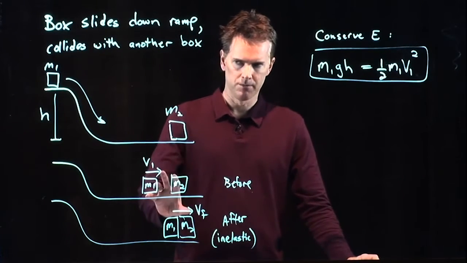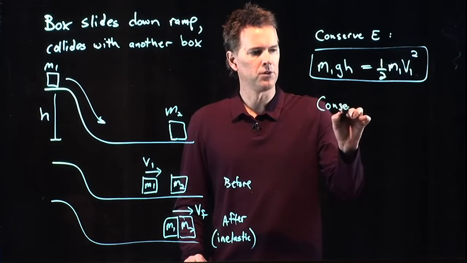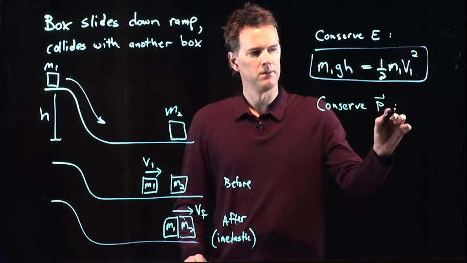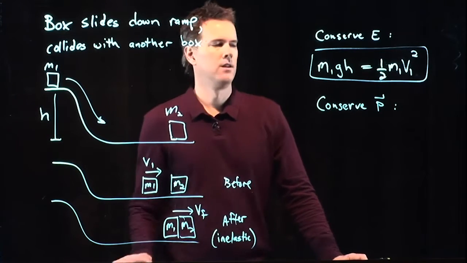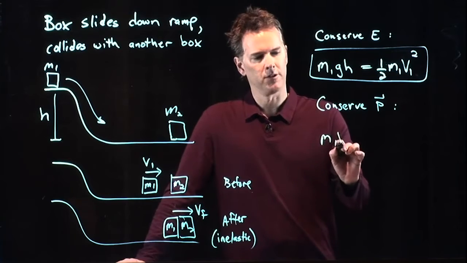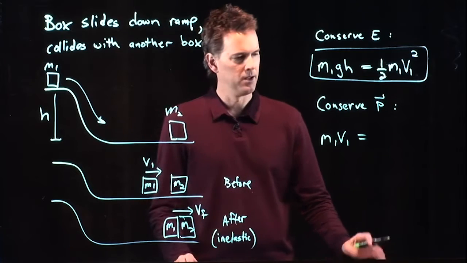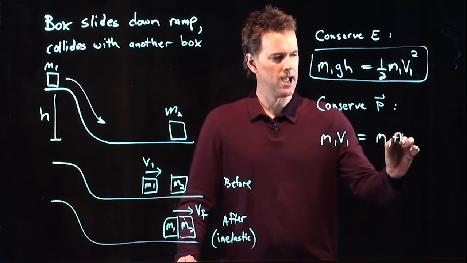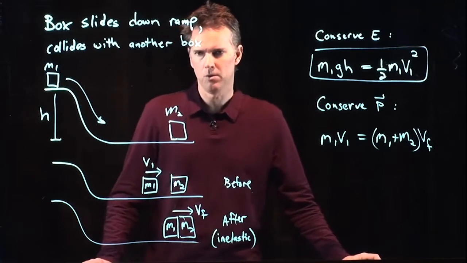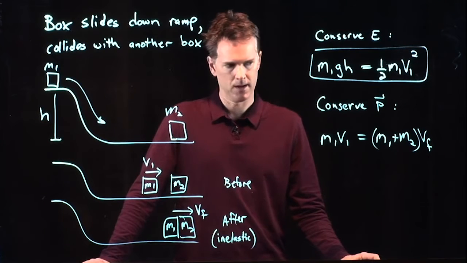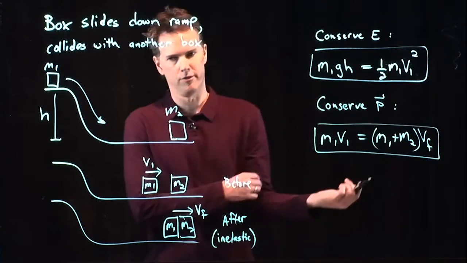Now we're going to deal with the collision. And the collision is going to conserve momentum, but not energy, because it's inelastic. All right? What's moving? M1. So the initial momentum is just M1 times V1. M2 is just sitting there at rest. On the right side, they are moving together, and so you get M1 plus M2 all times VF. And now we can put these two equations together, and we can solve for VF.